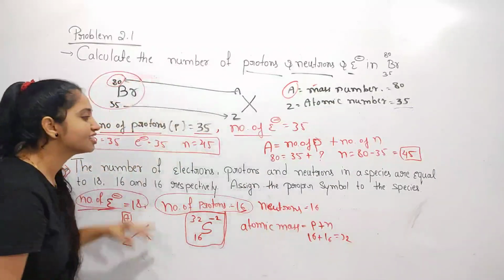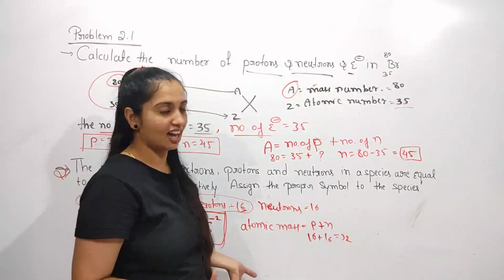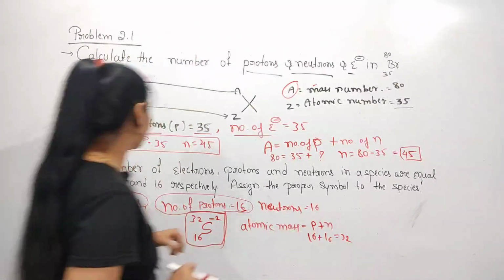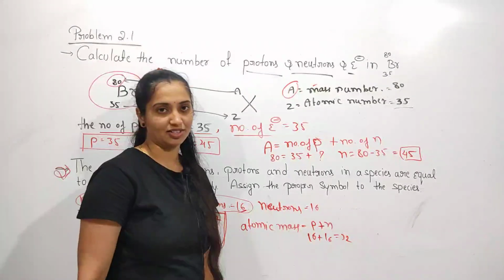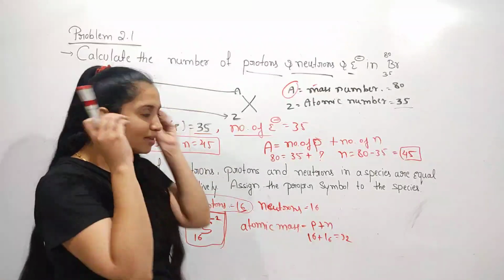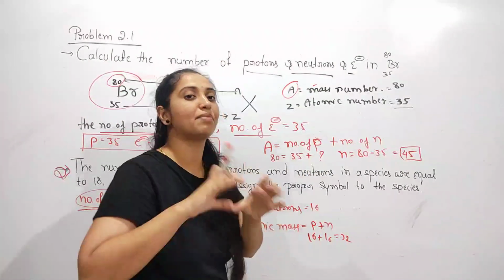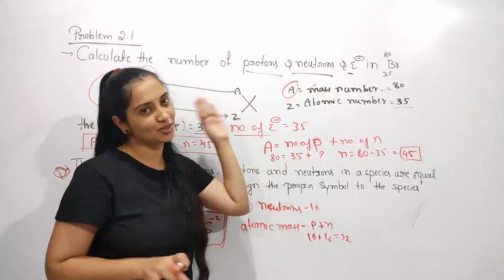If the species is not neutral, if the species is a charged species, either it may be a negative charge or it may be a positive charge, then what happens? The number of electrons is not equal to the number of protons. So just remember these points in your mind. With the help of these points, apply your knowledge and solve these very easy questions.